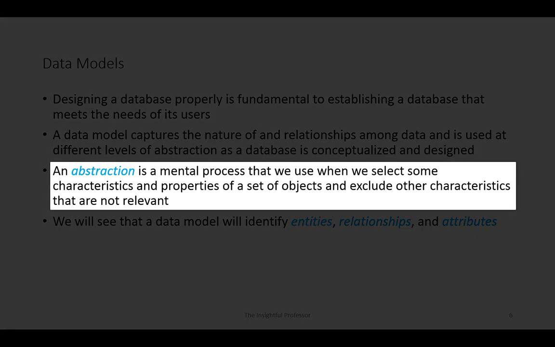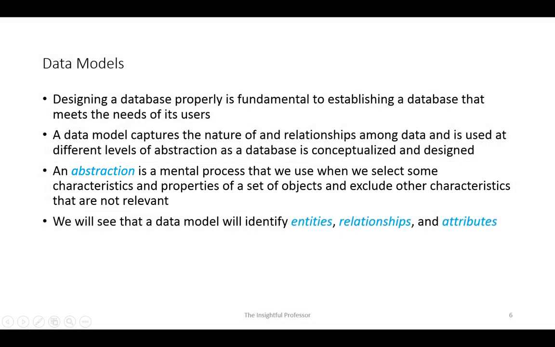Well, an abstraction is a mental process that we use when we select some characteristics and properties of a set of objects and exclude other characteristics that, from our vantage point, are not relevant. We'll see that a data model will identify entities, relationships, and attributes. The data model we develop will be used as a vehicle for communication between the data analyst or data modeler and the members of the business or user community.